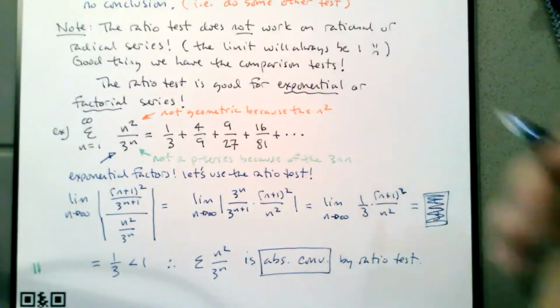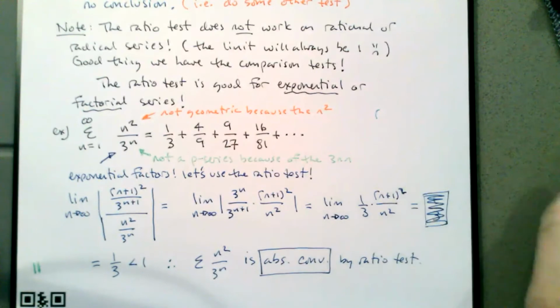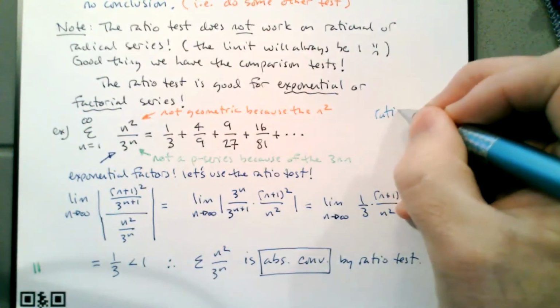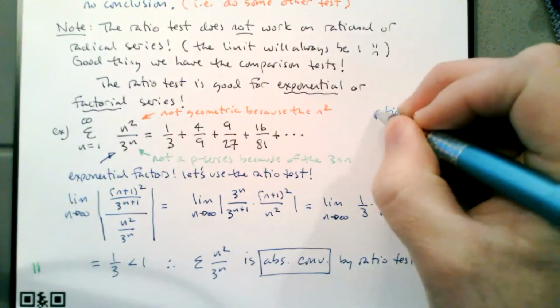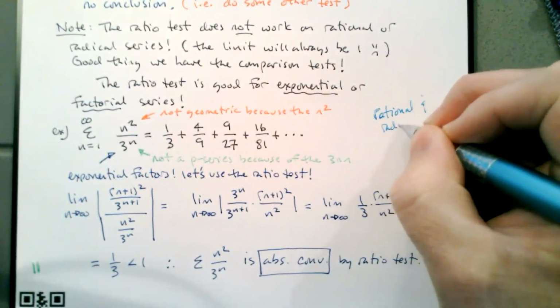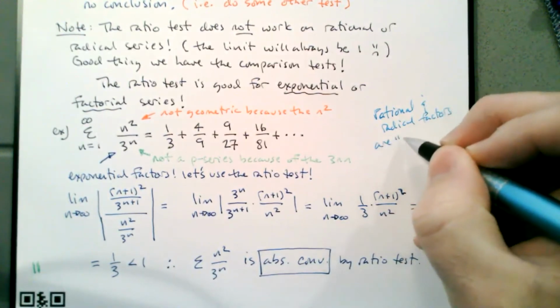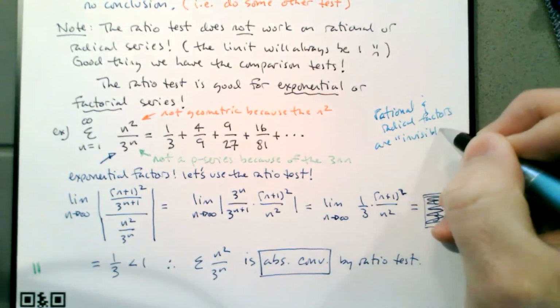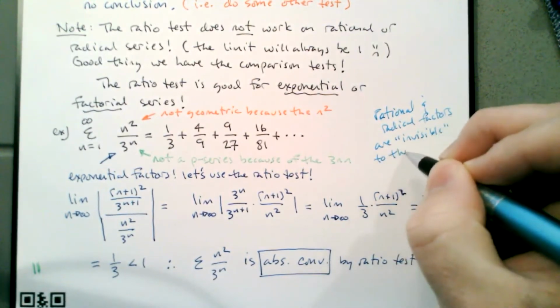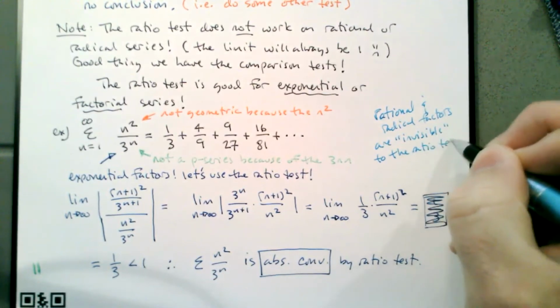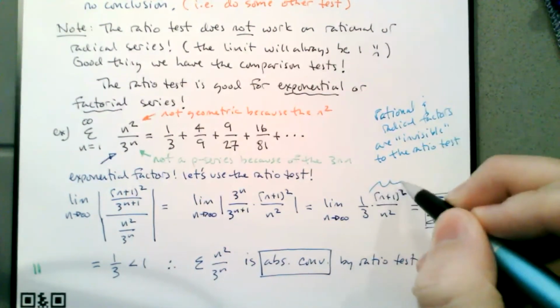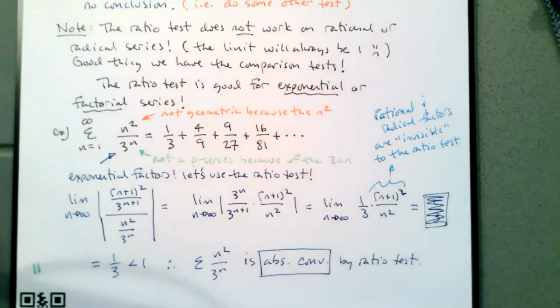So rational and radical factors are invisible to the ratio test. Because we get that limit of what? When we compare a n plus 1 over a n, that's always going to give us 1 when n goes to infinity.